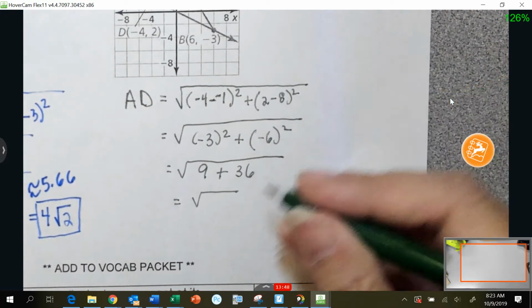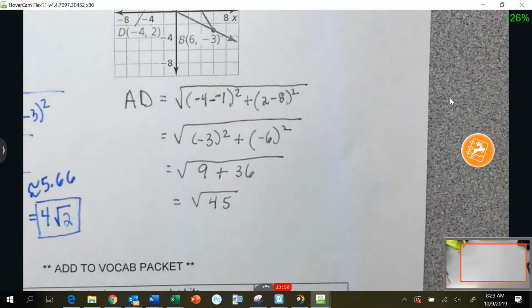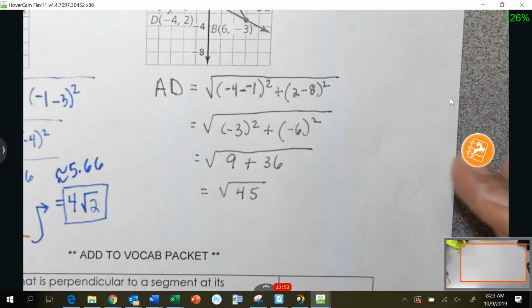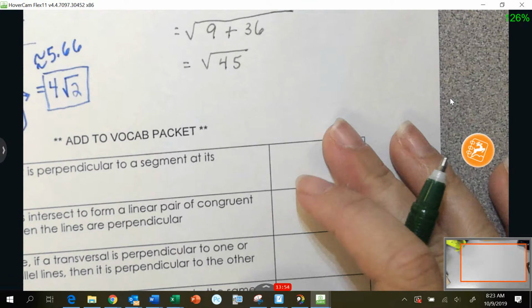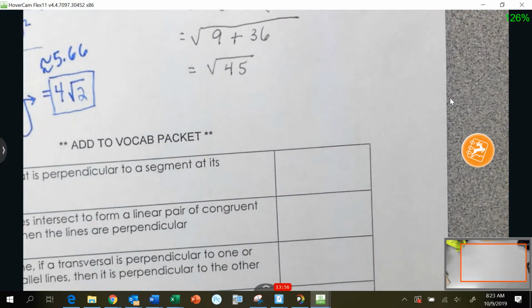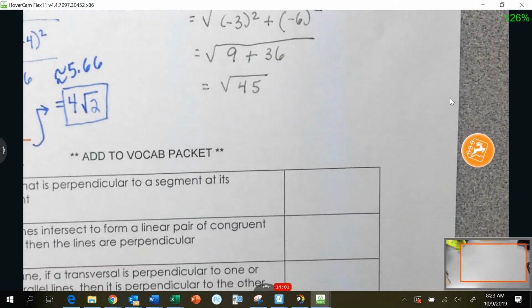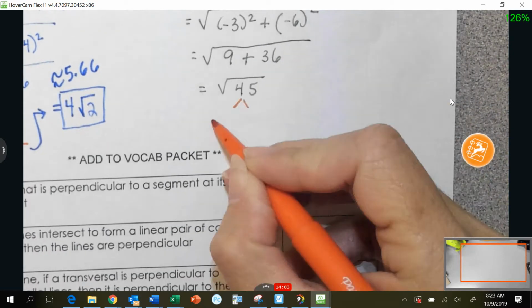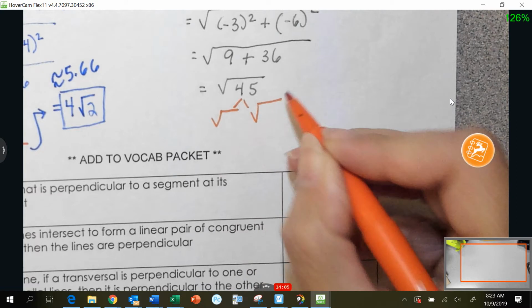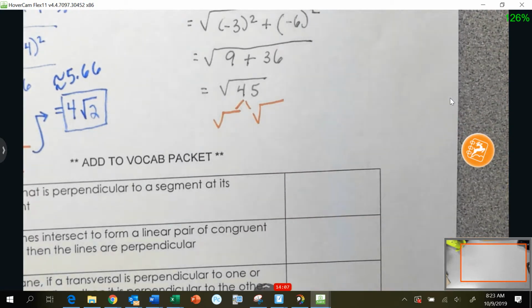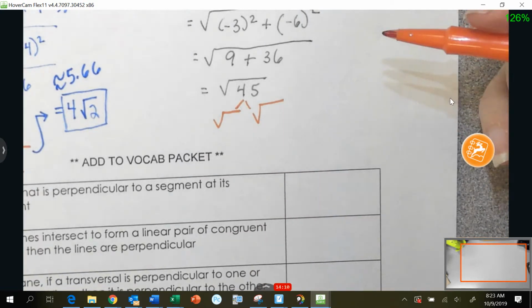What? 45. Thank you. All right, so we got 45. Now, can I just go 5, get one answer? No. So we're going to break it down, and we're going to say, is there a perfect square that does divide out of 45? And Steven's going to help me out. Yeah, Steven.